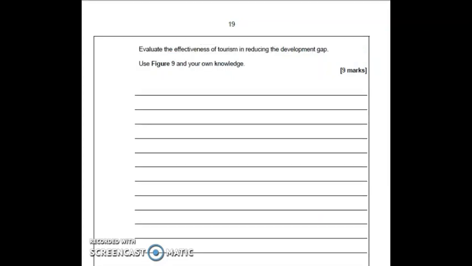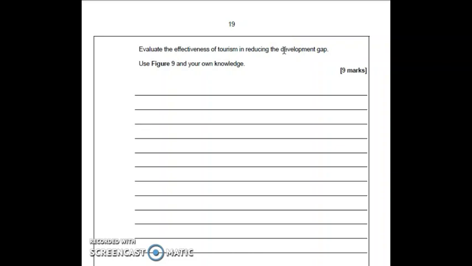Evaluate the effectiveness of tourism in reducing the development gap. Use figure 9 and your own knowledge. So it's another 9-mark question, so 10 minutes worth of writing. First of all, the development gap. This is just what we call the difference between really developed and rich countries on one side and then really poor and underdeveloped countries on the other. So there is a gap there.